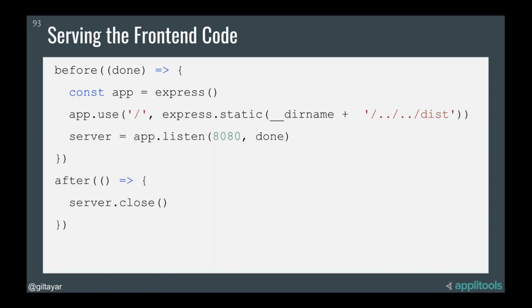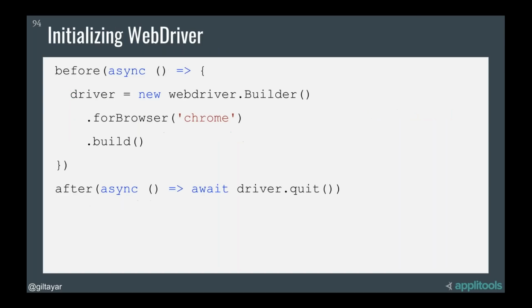So let's write it. First of all, we need to serve the front-end code. We're running a browser now, so we need a web server that serves the front-end code. This is like 4 lines of JavaScript. I don't want to get into that. It really is 4 lines of JavaScript just to serve the front-end code. We initialize WebDriver. We say new Builder, for browser Chrome. We don't need to run any Selenium server, nothing like that. JavaScript handles that perfectly by itself. And after all the tests, we do a driver.quit.